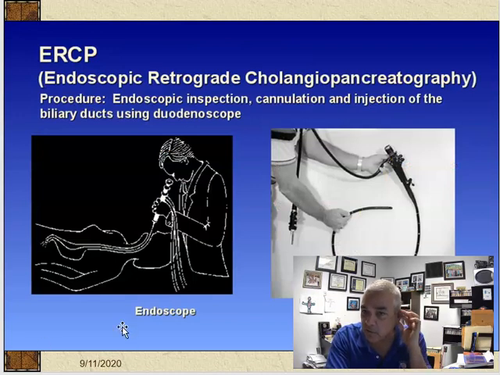Okay, and speaking of endoscope, ERCP, Endoscopic Retrograde Cholangiopancreatography, it requires using this flexible fiber optic device. This is going to have to go down into the patient's stomach via their throat.